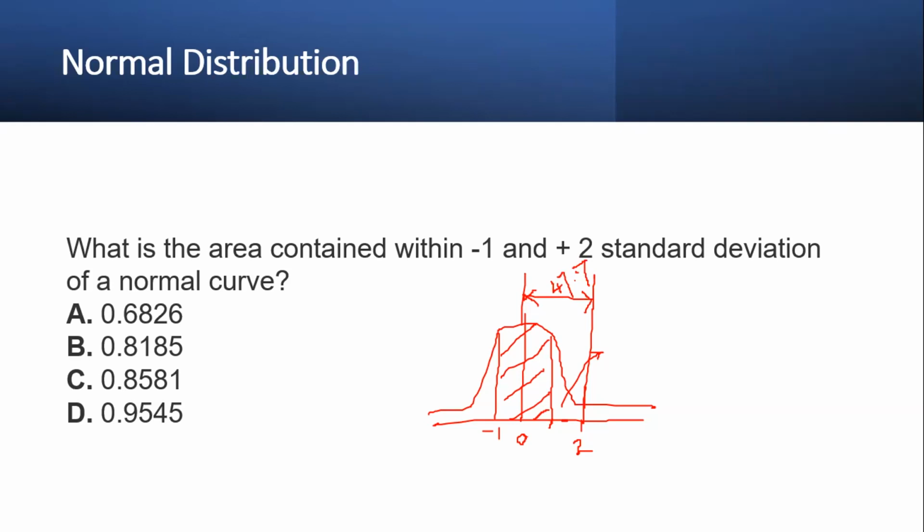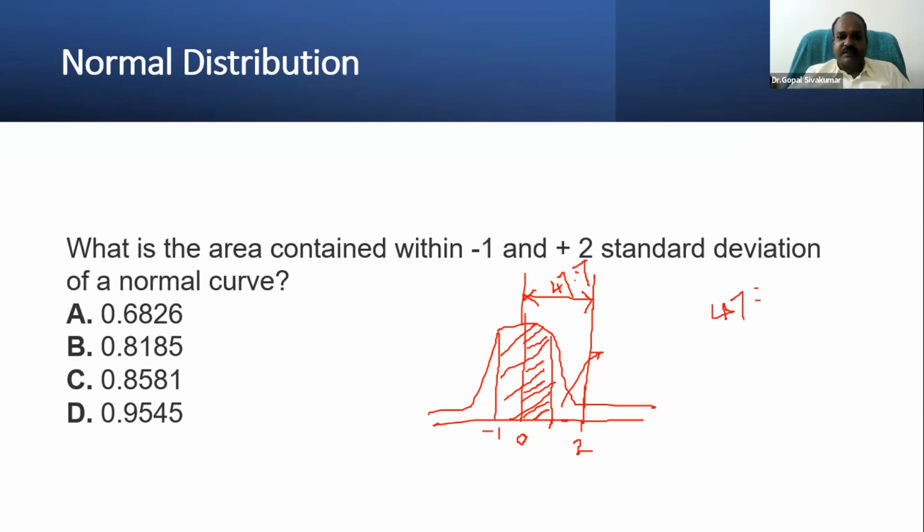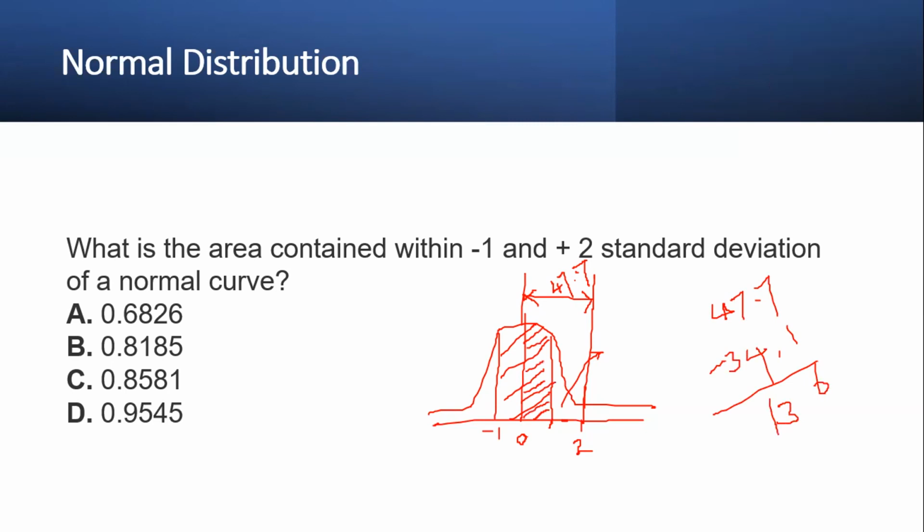Out of the 47. Similarly, how much is this area? That is 0 to +1. 34%. Beautiful. 47.7 minus approximately 34.1. So what is the difference? 13.6. So 13.6 here, approximately. Plus, you already told me this shaded area is 68. 13.6 plus 68. Totally how much?